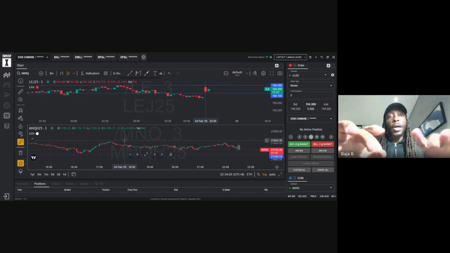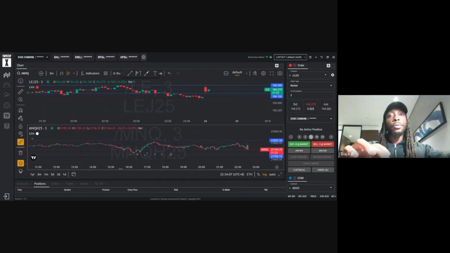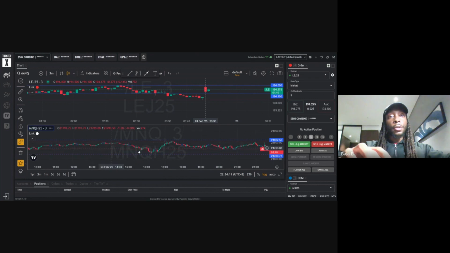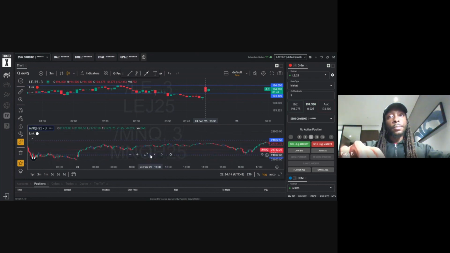Forgot to mark off the highs and lows on mini NQ. I'm not trading NQ, I'm doing mini NQ. Just bear with me for a moment while I mark these off. As you can see, it's a pretty quick process. Doesn't take long.